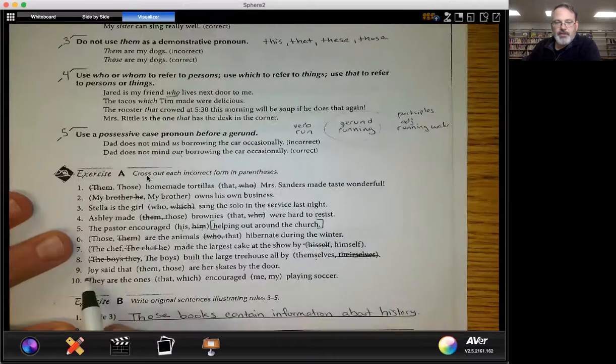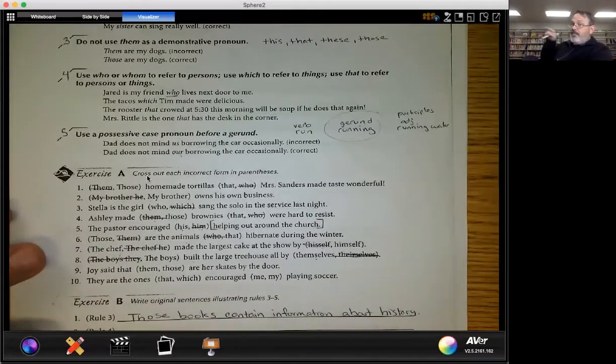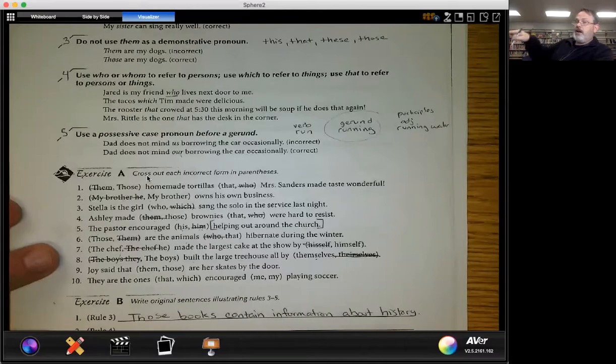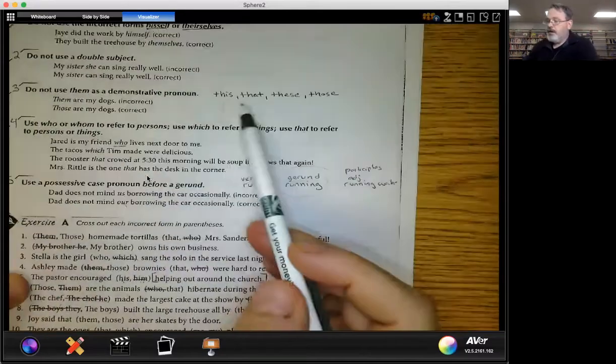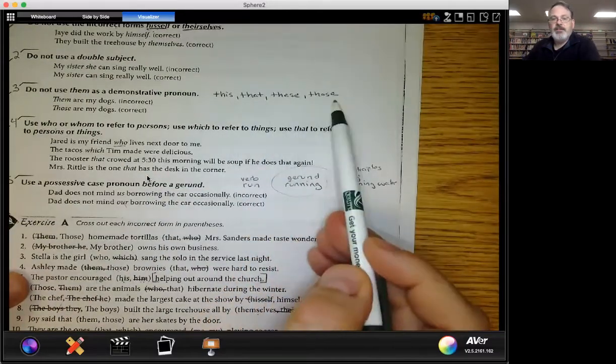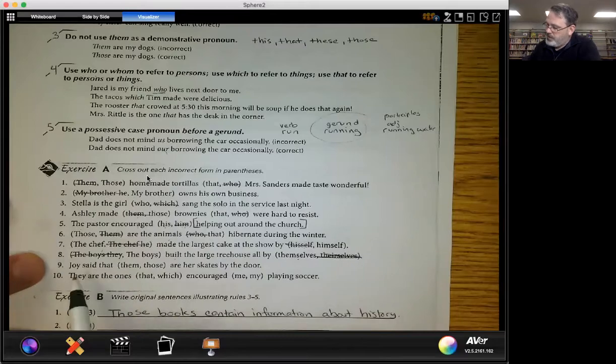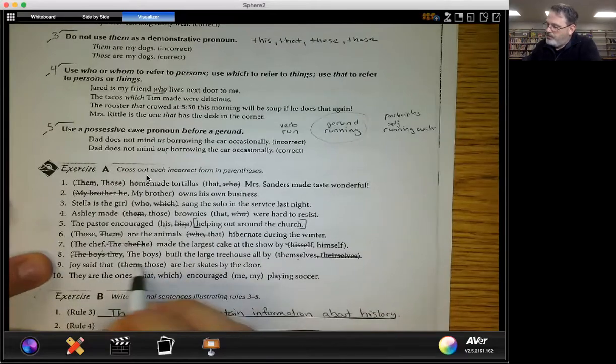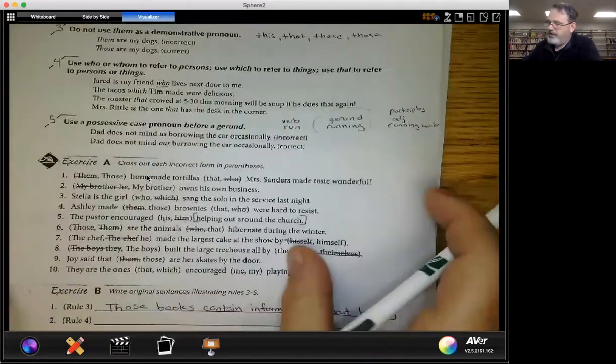And next, Joy said that them or those are her skates by the door. Well, if she's saying that, she's pointing to it, she's trying to demonstrate that those are the skates. That's a demonstrative pronoun. Our demonstrative pronouns are this, that, these, those. Which one can we use? Joy said that those are her skates by the door.